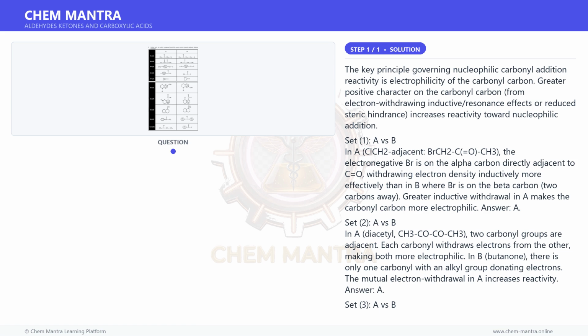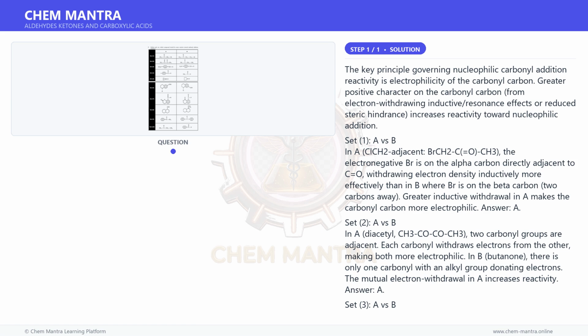In B, the aldehyde carbonyl at C1 of the isochroman system is flanked by the lactone ester carbonyl, providing an additional electron withdrawing group directly adjacent or in conjugation, further activating the CHO toward nucleophilic attack. In A, the CHO is at C4 of the chroman ring, less influenced by the lactone. The additional electron withdrawal in B makes it more reactive. Answer B. Set 8, A versus B.